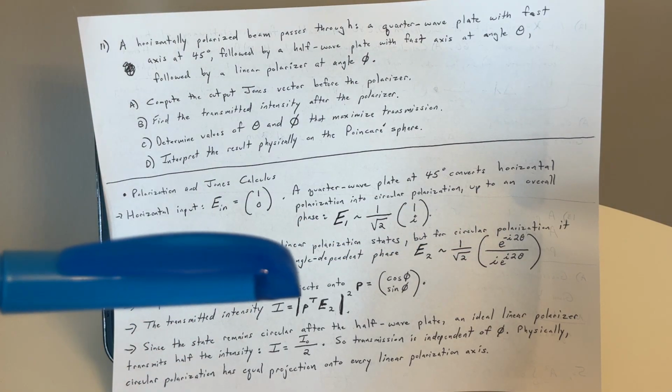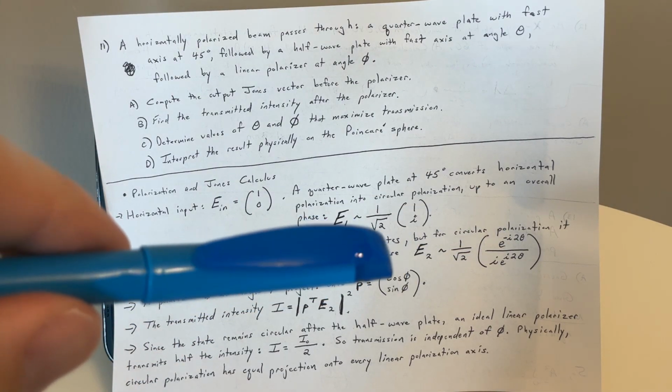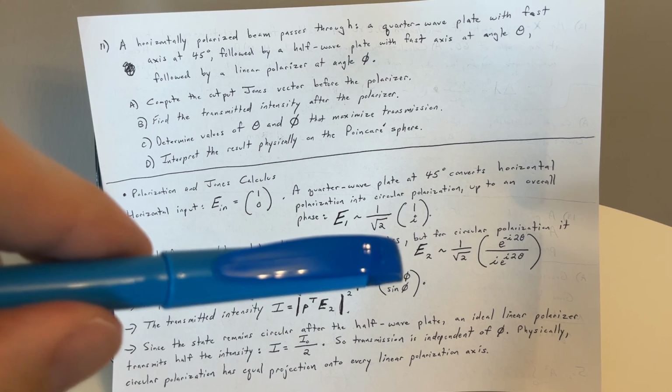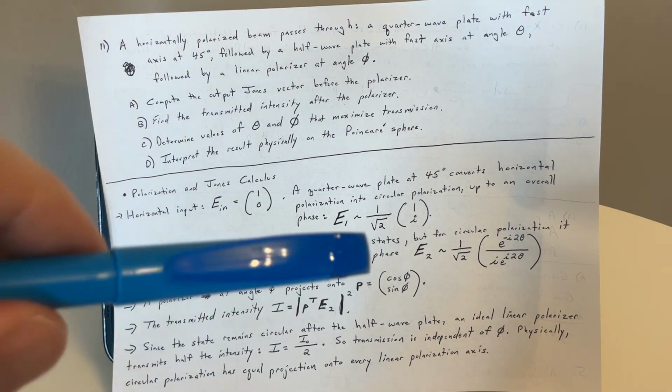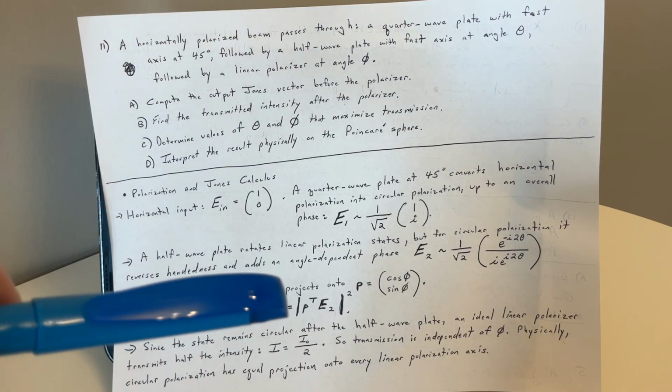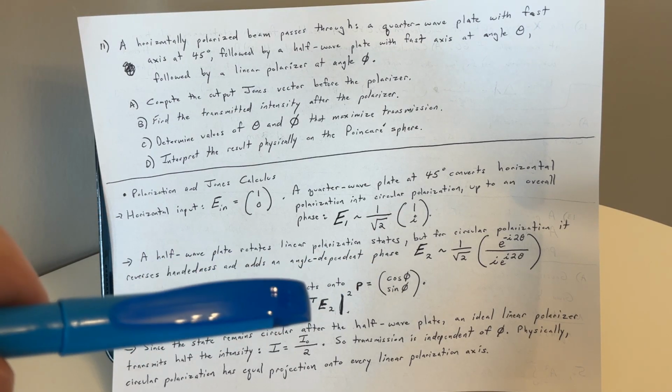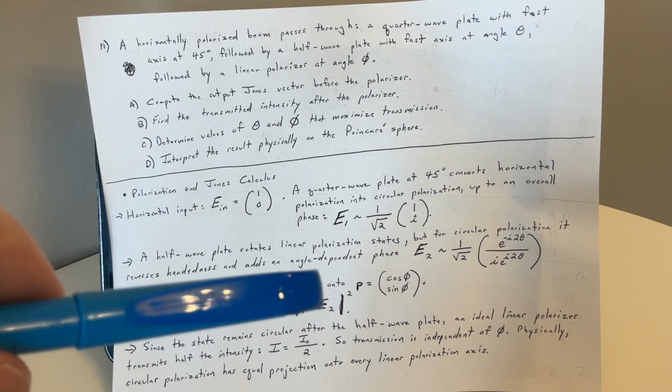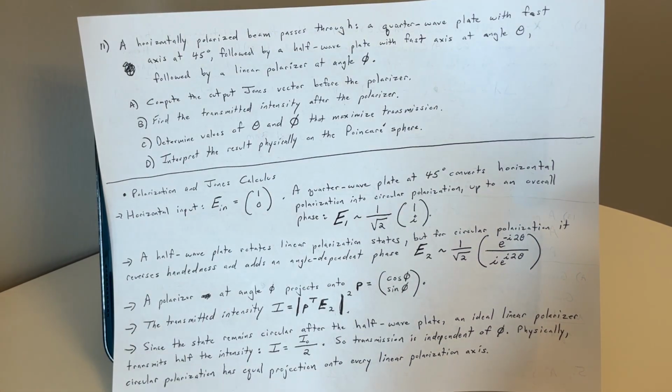Polarizer at angle phi projects onto here. This is going to equal that vector (cos phi, sin phi), cos phi, sin phi. Transmitted intensity, that's going to be the magnitude of P transpose E sub 2, that quantity squared.